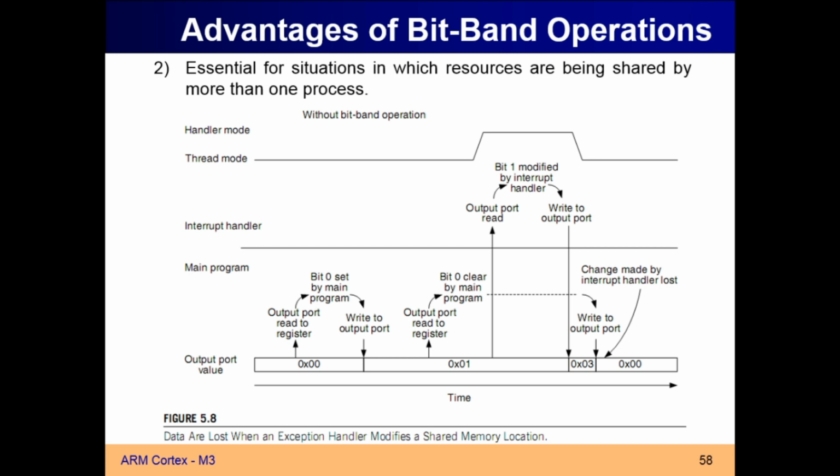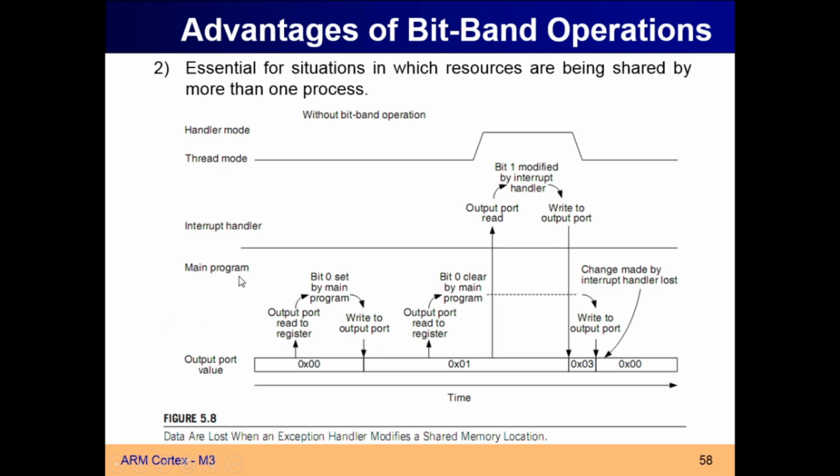So let us consider the second advantage of bit banding operation. That is, bit banding is essential for situations in which resources are being shared by more than one processor. Let us consider an example here. Let us consider that this is a time axis and this is the main program, and this shows the value present in the output port.